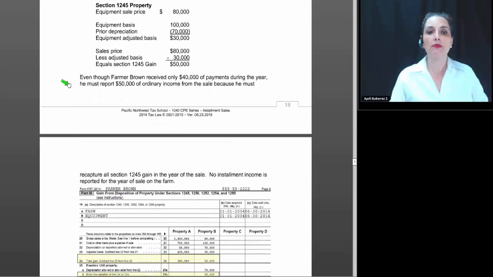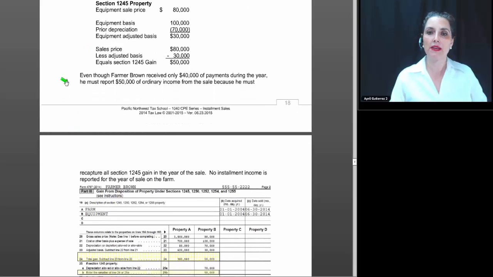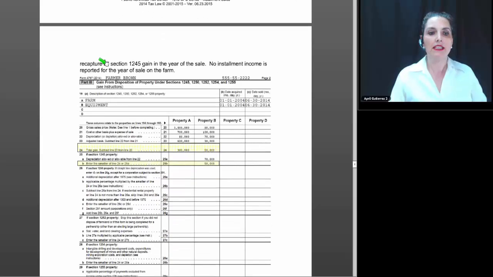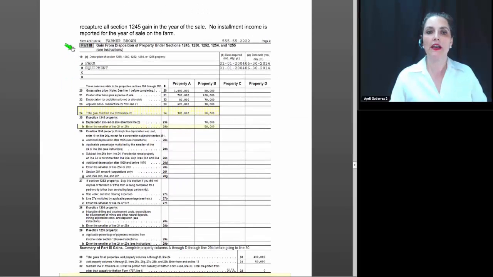So even though Farmer Brown received only $40,000 of payments during the year, he must report $50,000 as ordinary income from the sale, because he must recapture all Section 1245 gain in the year of the sale, and no installment income will therefore be reported in the year of sale. So this is kind of an interesting scenario.